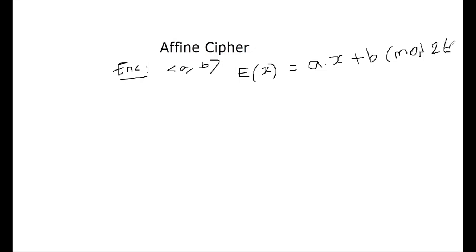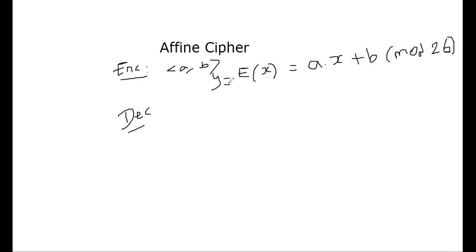Just to be clear, X itself is just one number. X can be 0 or 1 or 2 all the way to 25. This is the encryption process. What about decryption? As you can see, we need to get rid of B first. Let me call this Y.